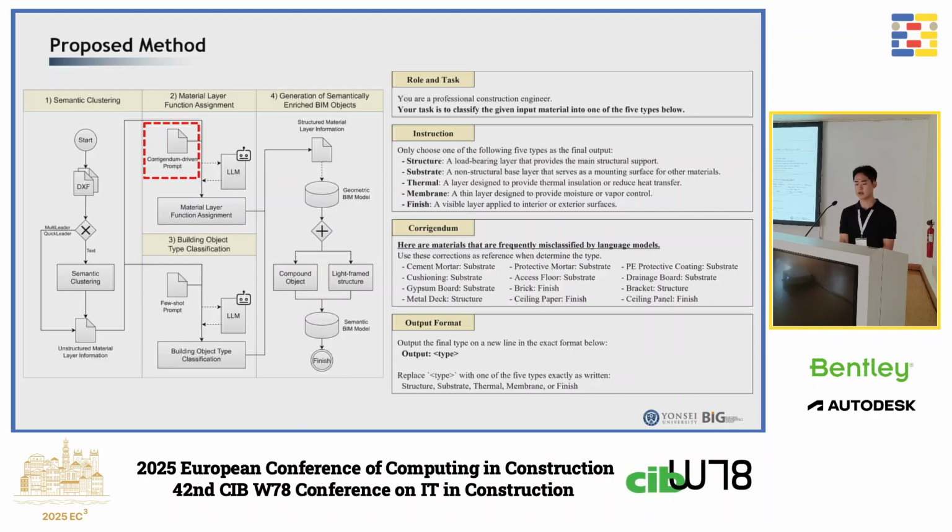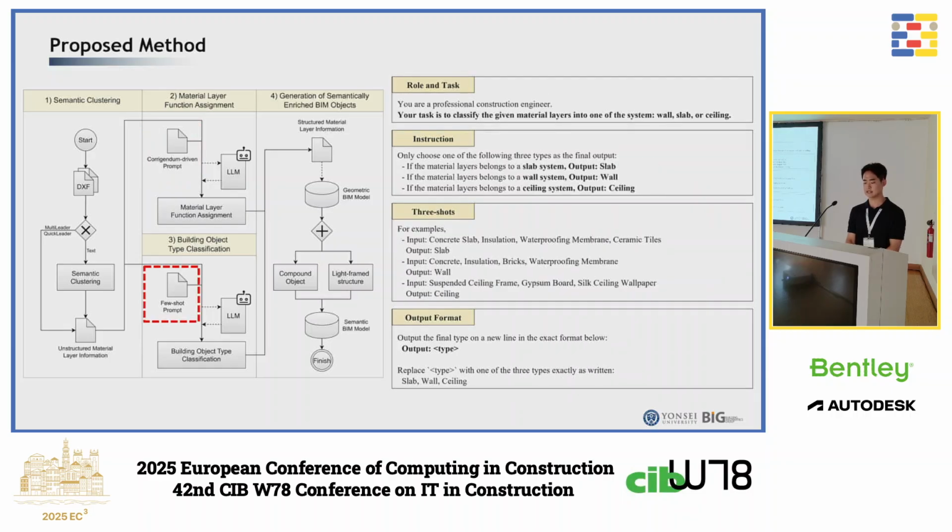The material layer function assignment step classifies the function of each material layer. We use an LLM with a new technique called horizontal-driven prompting. This method improves performance by collecting common errors and helping the model better understand architectural context.